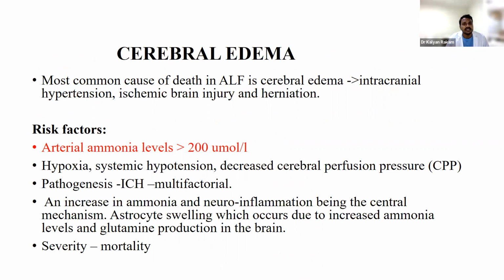One of the most important risk factors for cerebral edema in acute liver failure is hyperammonemia. In our case, the patient's ammonia is already 300, which is quite high. Other risk factors are hypoxia, hypotension, and poor cerebral perfusion pressure. All these lead to cerebral edema by causing astrocyte swelling. Because of the hyperammonemia and neuroinflammation, the astrocytes in the brain get swollen, which causes cerebral edema. The higher the cerebral edema or intracranial pressure, the higher the chances of mortality.